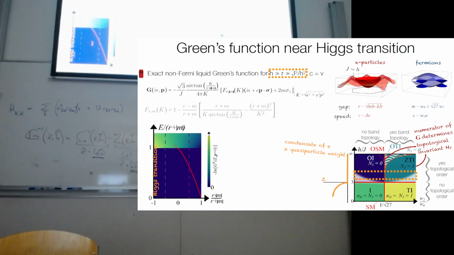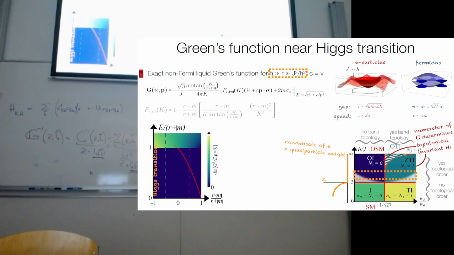Then what is plotted here now is the spectral weight as a function of the difference of masses R and M, normalized to R plus M. The energy is also normalized to R plus M, and as you know, to excite a physical fermion, we have to excite both the fermion and an E particle, so we have to pay the price of at least the sum of the two gaps. Therefore, the imaginary part of the Green's function starts only at R plus M. It's the minimal price that you have to pay for an excitation. So below this, the imaginary part of the Green's function vanishes.